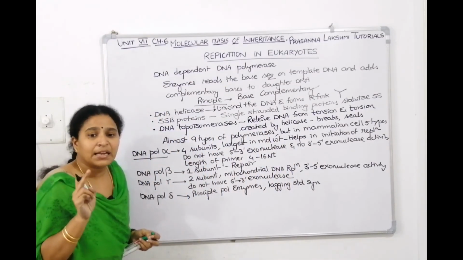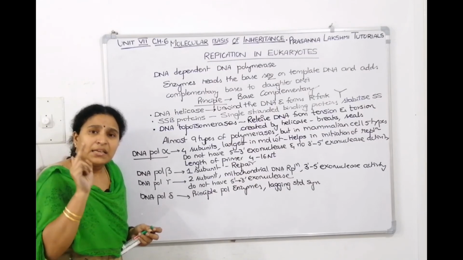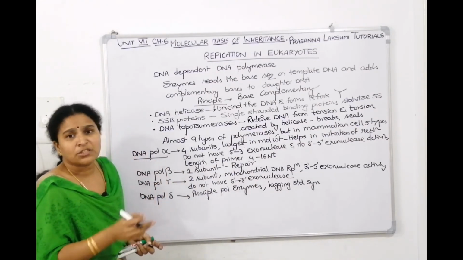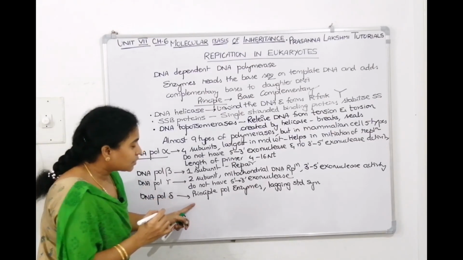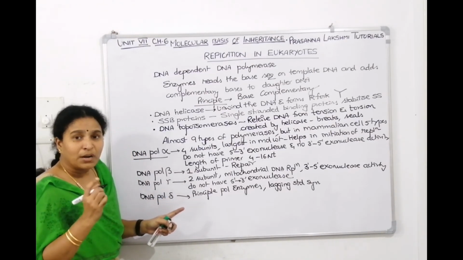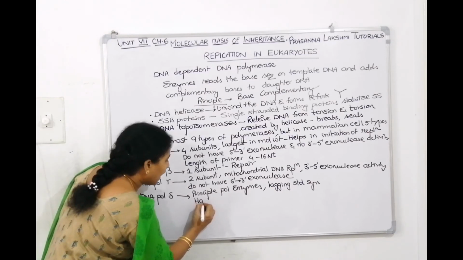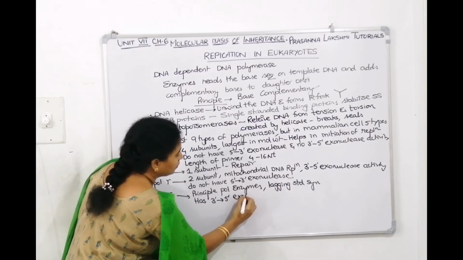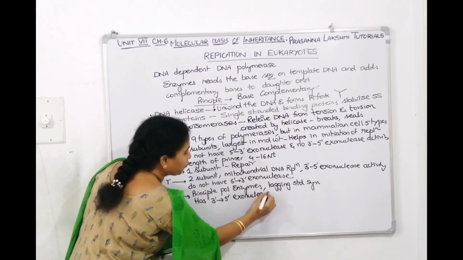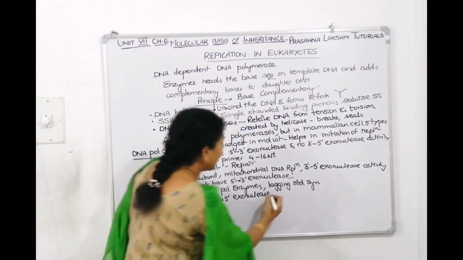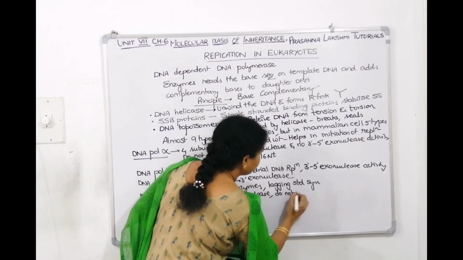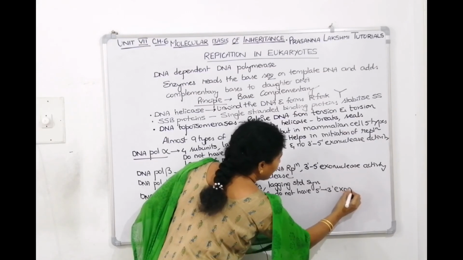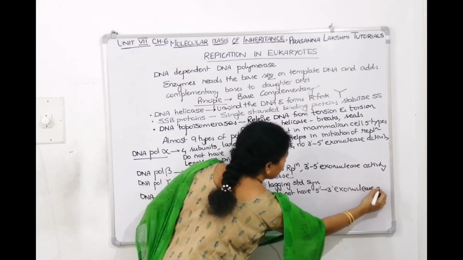Delta also has 3' to 5' exonuclease activity, but it doesn't have 5' to 3' exonuclease activity. So delta, the principal polymerizing enzyme, does lagging strand synthesis. It has proofreading activity; 3' to 5' exonuclease activity means proofreading activity. It does not have 5' to 3' exonuclease activity.